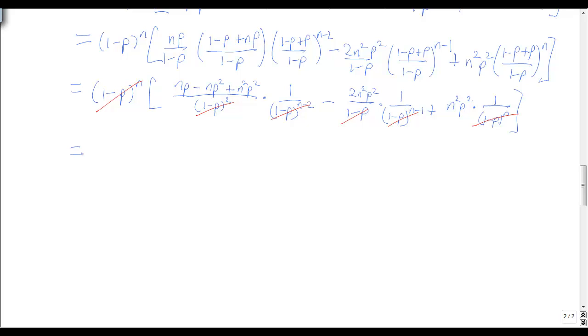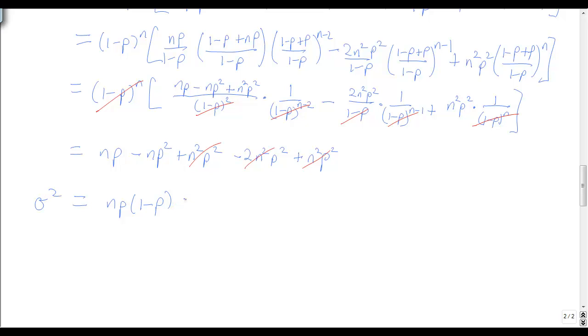And after we do that, what we're left with then is just np minus np squared plus n squared p squared here. Here we have minus 2n squared p squared. And then we have plus n squared p squared from the last term. And then some nice things happen here. Again, we have a plus n squared p squared plus 2n squared p squared, but then minus 2n squared p squared. So these three cancel out. And then with these two, we can factor out an np, and we're left with 1 minus p. And so this is our variance.